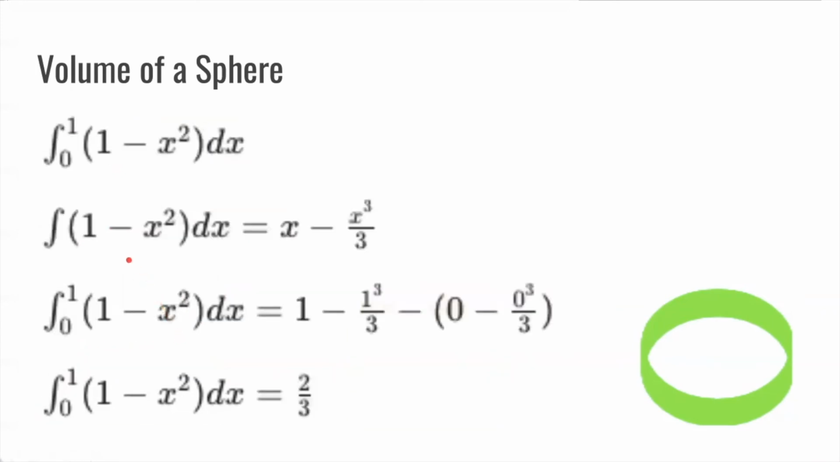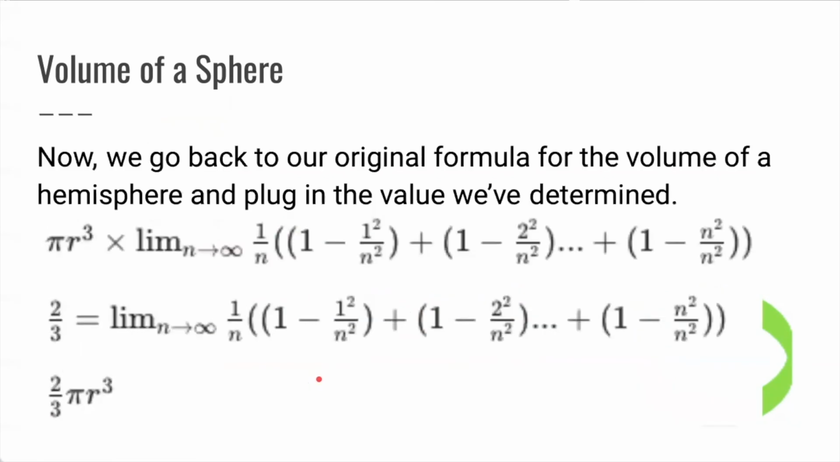So first of all, the indefinite integral of 1 minus x squared is x minus x cubed over 3, and evaluating from 0 to 1, that's 1 minus 1 cubed over 3, and then minus 0. So overall, it's equal to 2/3. All right, so we determined that this limit right over here is equal to 2/3. So we plug that into our original formula, and we get 2 over 3 pi r cubed.